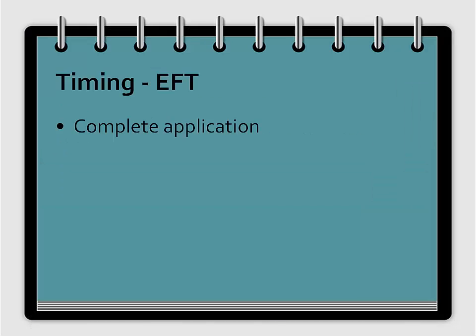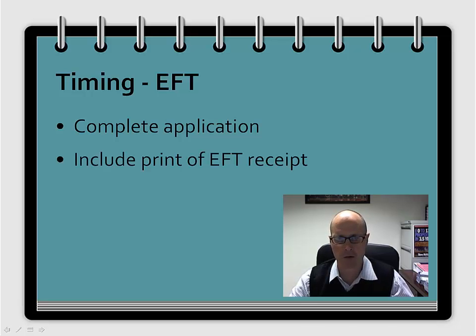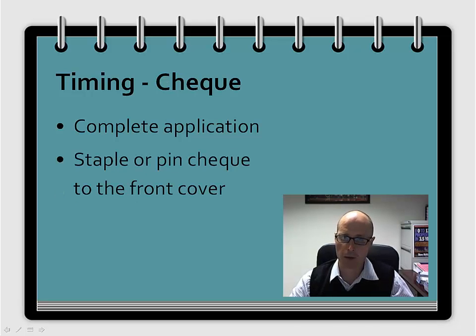Where to send your application? If you are paying via EFT, complete the application. Include a printout of the EFT receipt. Include your certified copy of your ID. If you are sending a check, complete the application. Staple or pin the check to the front cover of the application form. Include your certified ID. And then send it to Plantation Capital Limited, PO Box 2193, Blackburn South, Vic 3130.